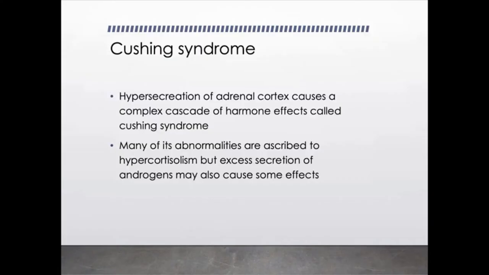Okay, the next disease is Cushing syndrome. Now keep in mind, all these syndromes which I am discussing here are very important. They repeat in the exam quite often. What is Cushing syndrome? Cushing syndrome is hypersecretion of the adrenal cortex and causes a complex cascade of hormonal effects. All these effects combined are known as Cushing syndrome. Many of its abnormalities are ascribed to hypercortisolism, which means more cortisol hormone, but excess secretion of androgen may also cause some effects.